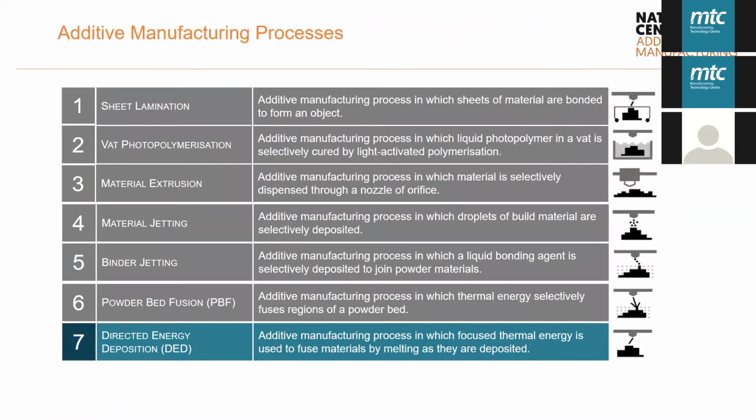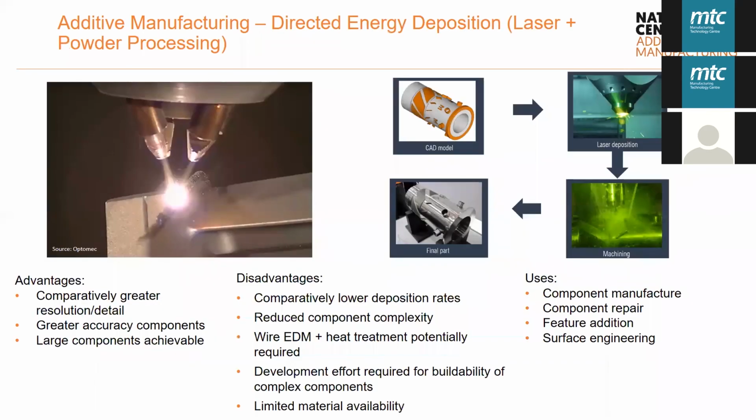So going to look into direct energy deposition now. It's an AM process which focuses thermal energy to fuse materials by melting them as they are deposited. One of the most industrially used members of the DED family of technologies is the laser powder processing setup. With laser powder, you are directing powder feedstock onto a focal point of a laser and using that laser to melt.